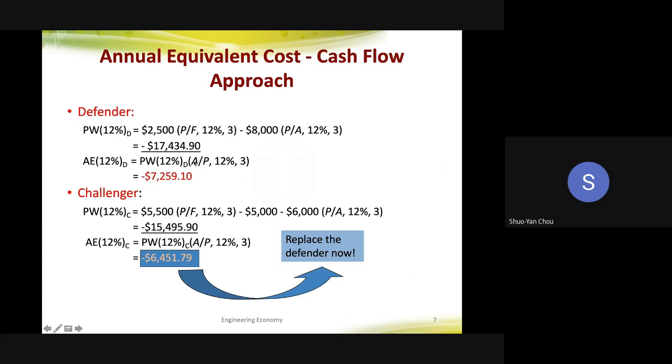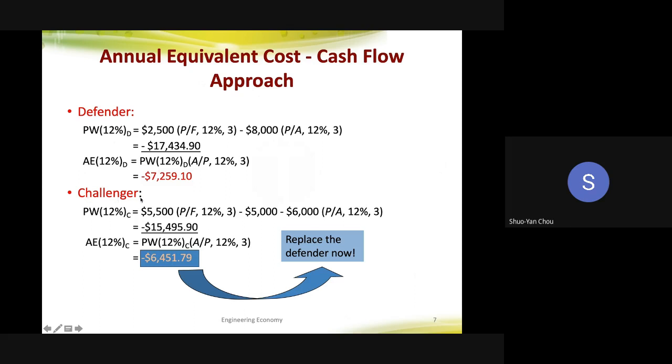Again, what we need to compare is always the annual cost, because they may have different periods, different useful lives. Although in this particular case it did not happen, let's just start by looking at the annual equivalent worth. So the annual equivalent worth is 7,259.1 as the cost of the defender. So if you keep the old machine, on average, every year you need to pay this amount of money, the annual equivalent worth.